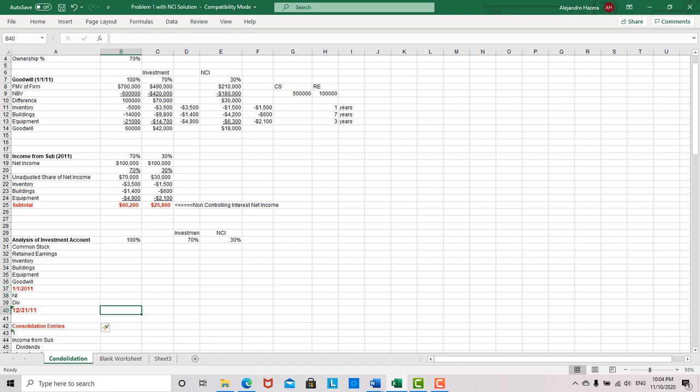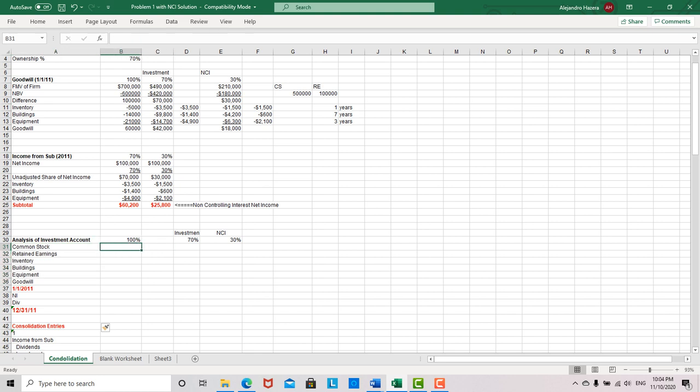And then everything underneath there, we're going to add income, take out the dividends. That will get us to our end of year balance. And that's where we'll end this video, and then we'll do the consolidation entries and the consolidation in the next video. Okay, so let's start here. Everything above this line, all these items have to be correct balances as of 1/1/11.